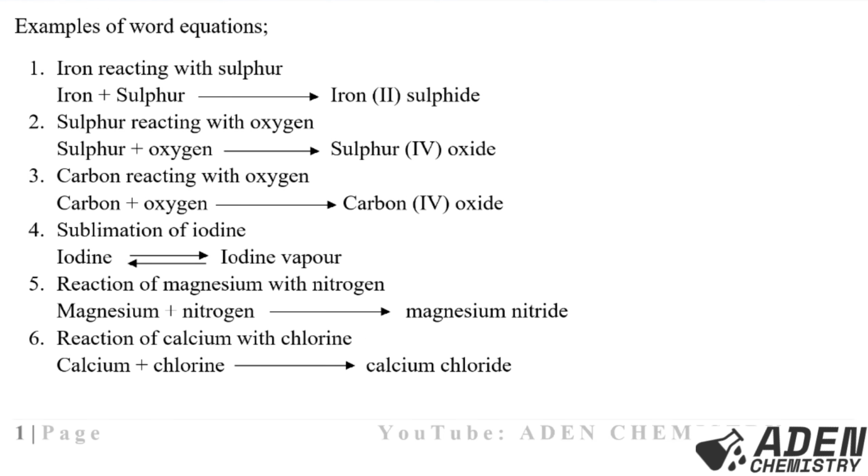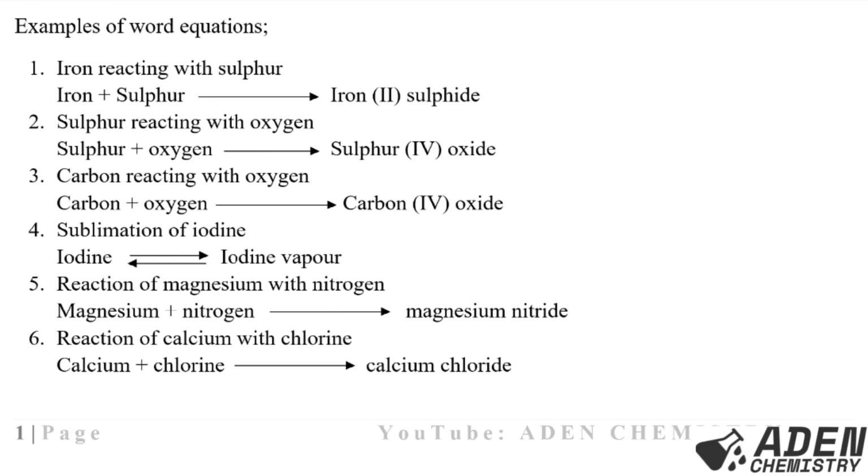Next, let's go to examples of word equations. Number one, we have iron reacting with sulfur. That means iron and sulfur are our reactants. When iron combines with sulfur, the compound that we get is called iron(II) sulfide. Example number 2, sulfur reacting with oxygen. Sulfur plus oxygen, those are our reactants. When they are chemically combined, they form a compound called sulfur peroxide.